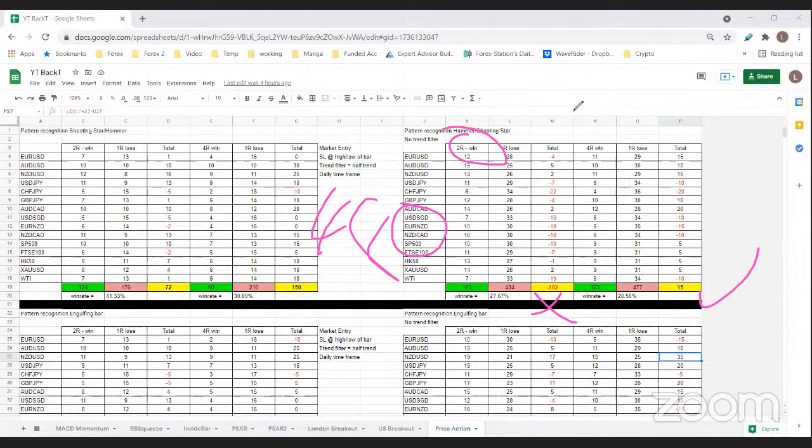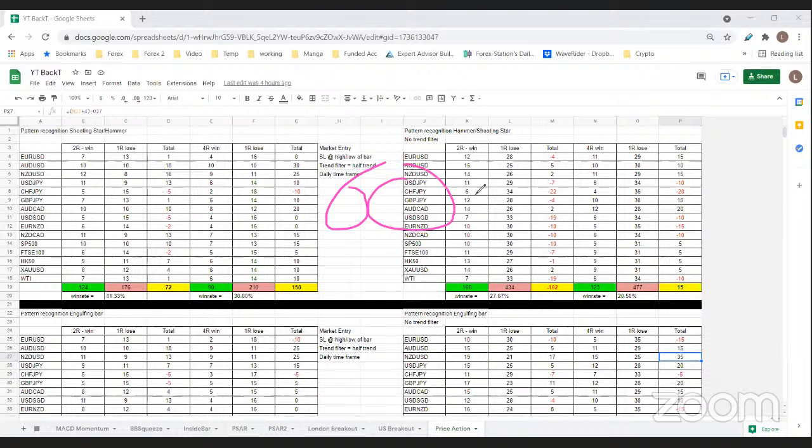Against over 600 trades, it's up by 15%. It's not fantastic by any measure. It is not. So I wouldn't actually trade a hammer or shooting star pattern without a trend filter. This is what testing tells me.